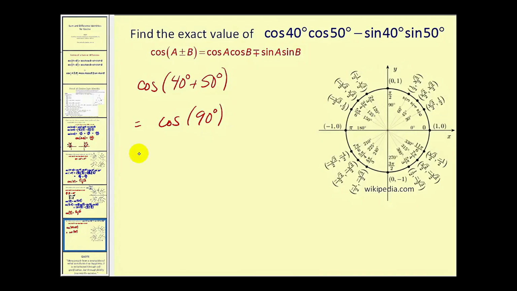Well, the cosine of 90 degrees, here we are on the unit circle. Remember, cosine is equal to x, so this is equal to 0. And that's all there is to this problem.